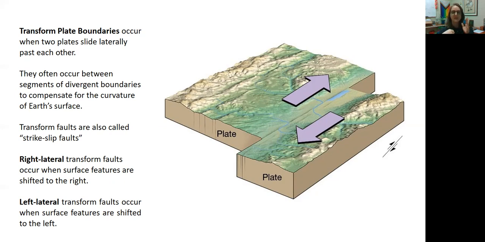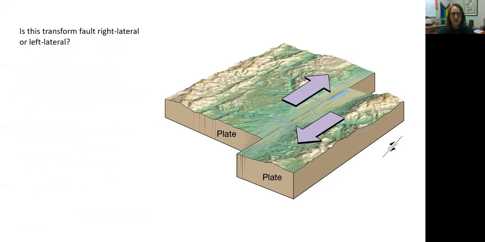If you're standing on one side, looking across to the other plate, and the other plate appears to have moved to the right, we call that a right lateral transform fault. If it appears to have moved to the left, we call that a left lateral transform fault. So for the one we're looking at right here, imagine yourself on one side looking to the other side. What direction did that other plate move in? Is this a right lateral or a left lateral transform fault? Hopefully you said right lateral. If you imagine yourself standing on the plate closest to us and look across, the plate farther away from us has moved to the right.